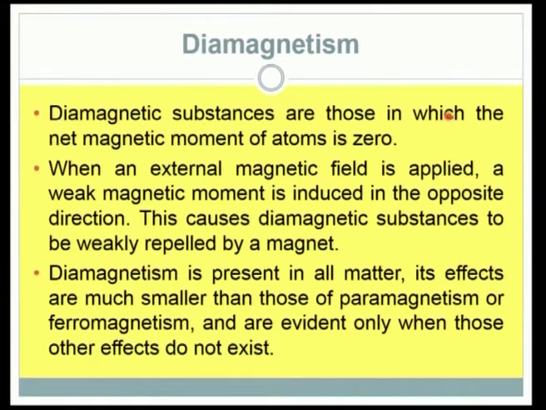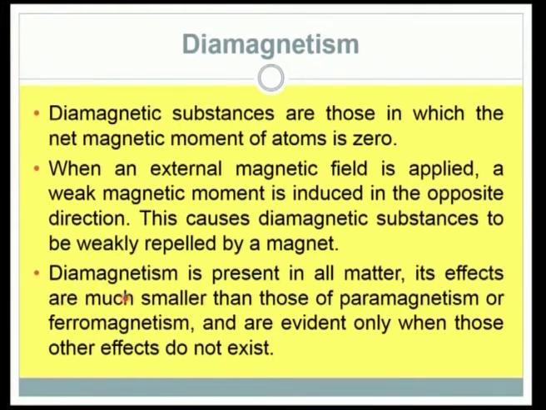Diamagnetic substances are those in which the net magnetic moment of the atoms is 0 because they cancel, one will cancel the other. When the external magnetic field is applied, a weak magnetic moment is induced in the opposite direction. This causes the diamagnetic substances to be weakly repelled by the magnet. The reasons I have explained. Diamagnetism is present in all matter.